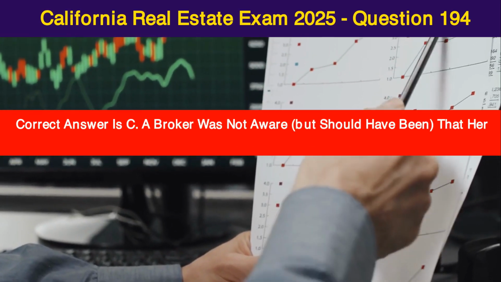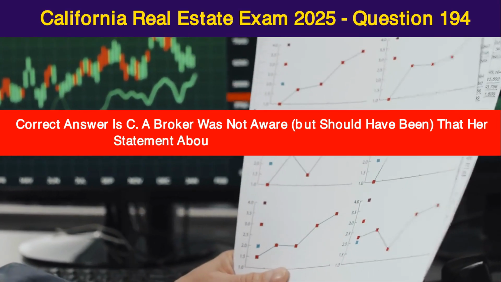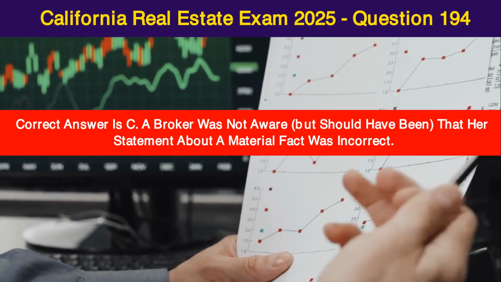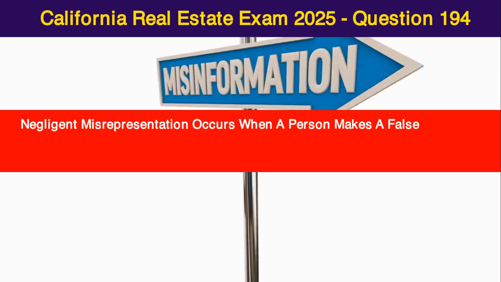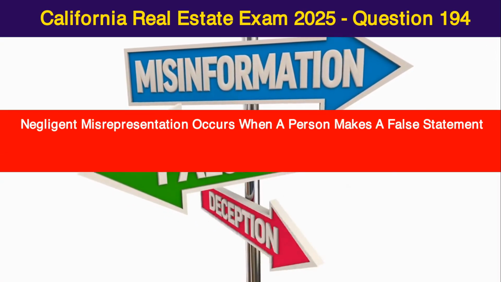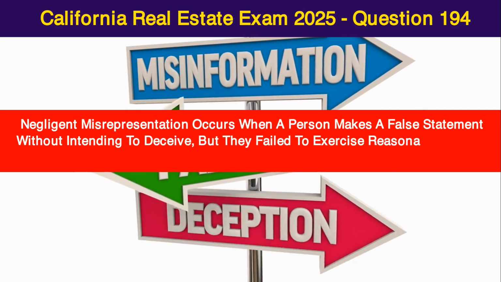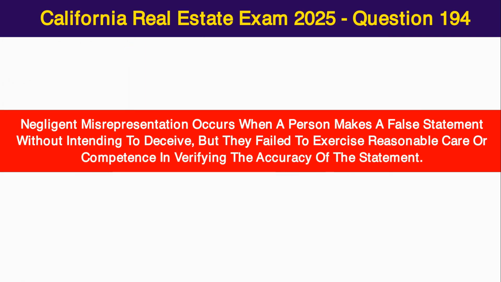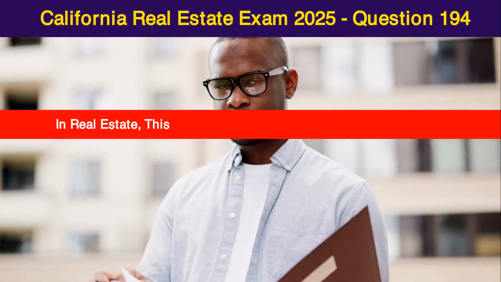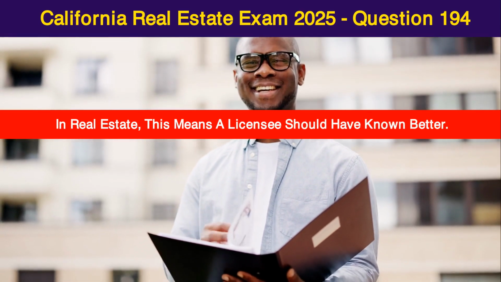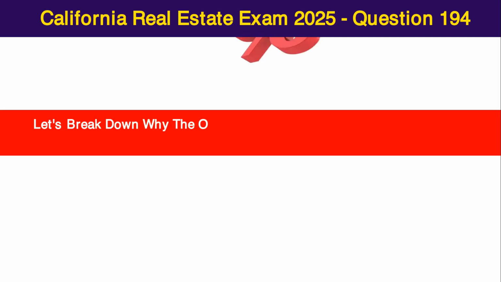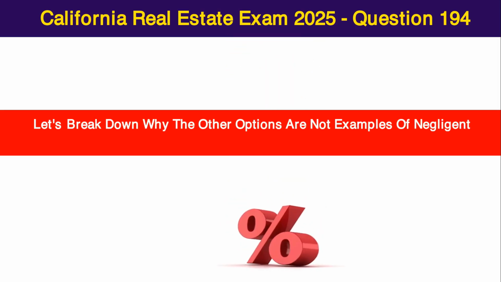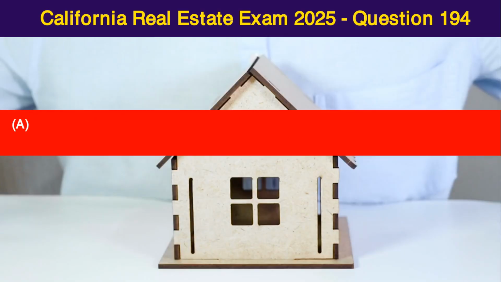A broker was not aware, but should have been, that her statement about a material fact was incorrect. Negligent misrepresentation occurs when a person makes a false statement without intending to deceive, but they failed to exercise reasonable care or competence in verifying the accuracy of the statement. In real estate, this means a licensee should have known better. Let's break down why the other options are not examples of negligent misrepresentation.